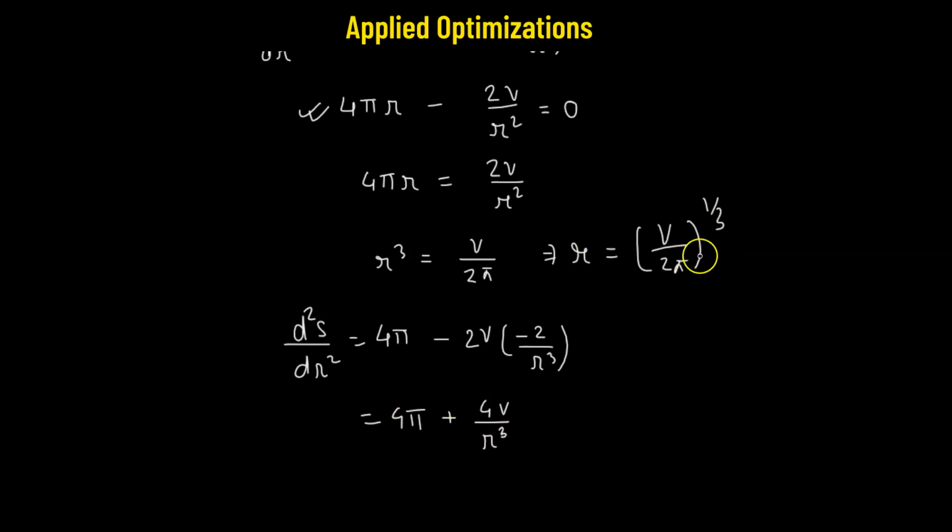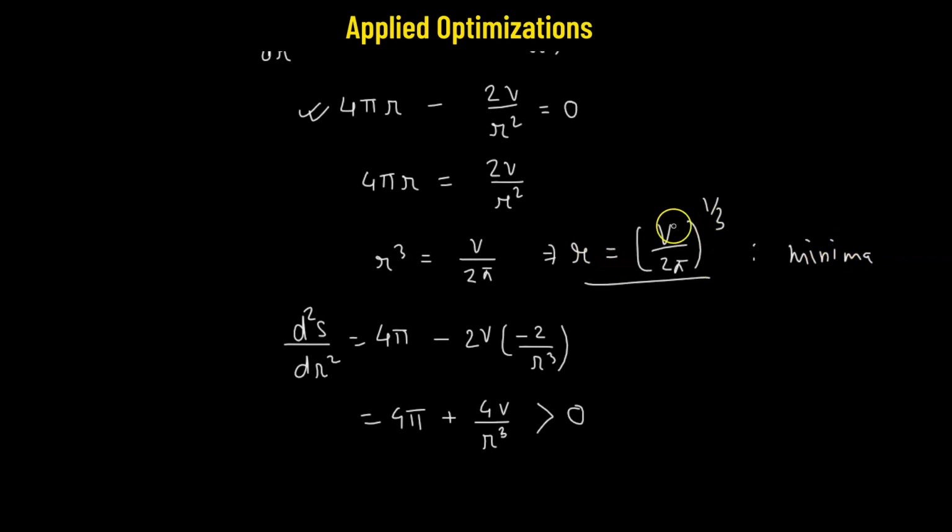Now the radius is always a positive value, and 4 pi is positive, so that means this entire value is going to be greater than 0. We don't have to care about the value, we only have to check the sign, whether it is positive or negative, and since it is greater than 0, this is now the minima value.